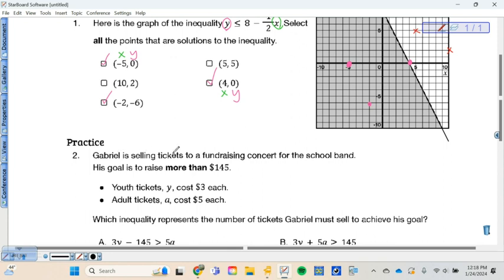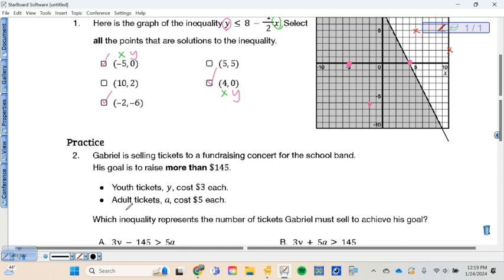Gabriel is selling tickets to a fundraising concert for the school band. His goal is to raise more than $145. Youth tickets Y cost $3 each. Adult tickets A cost $5 each. Which inequality represents the number of tickets Gabriel must sell to achieve his goal.